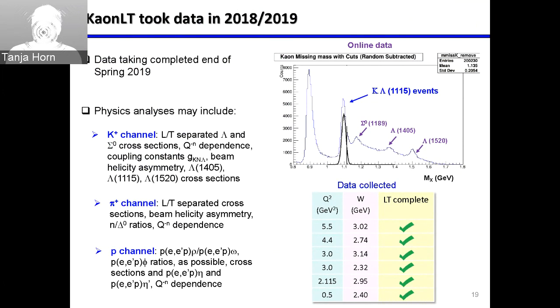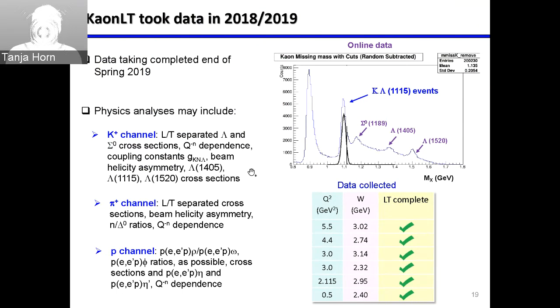To give just a brief idea of the quality of the data, that's the top plot. You see here the K-lambda, that was the main channel of interest. But then we also had additional resonances that we can study, so we'll get additional physics for free in some sense. The analysis in fact includes not only the kaon channel, which of course is listed here, LT separations, the Q dependence, coupling constants, and then of course cross sections for these additional lambda channels.